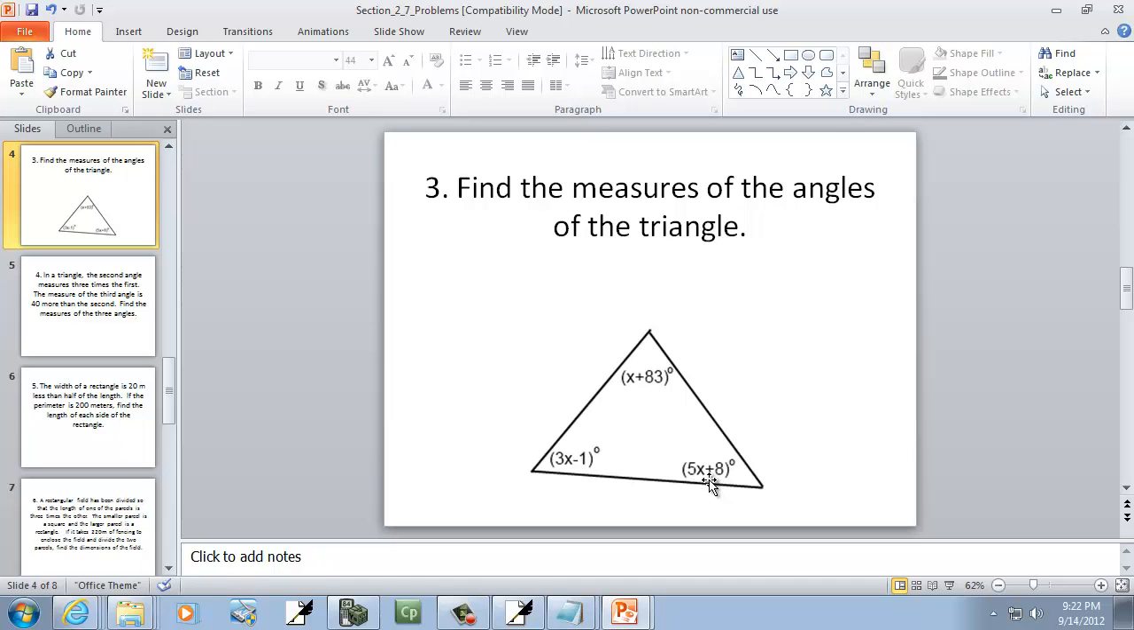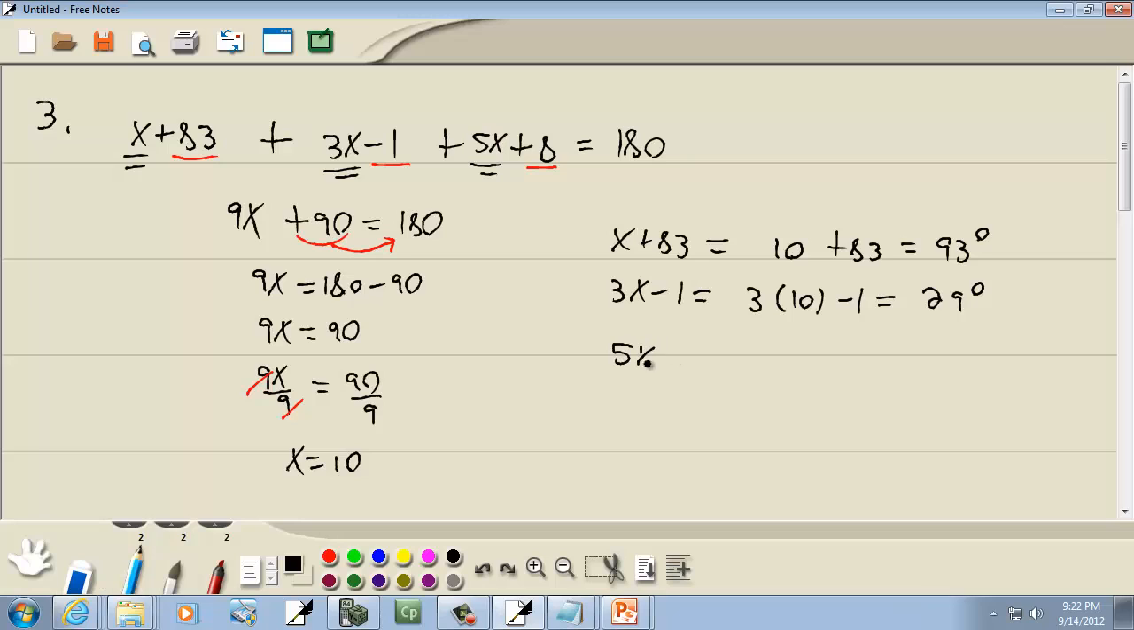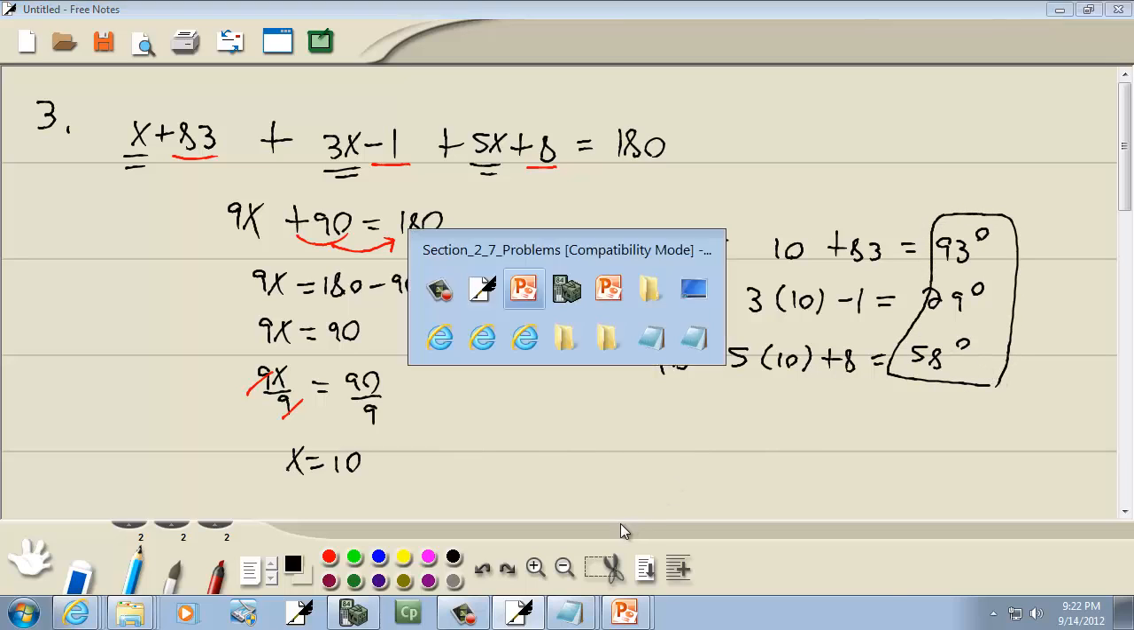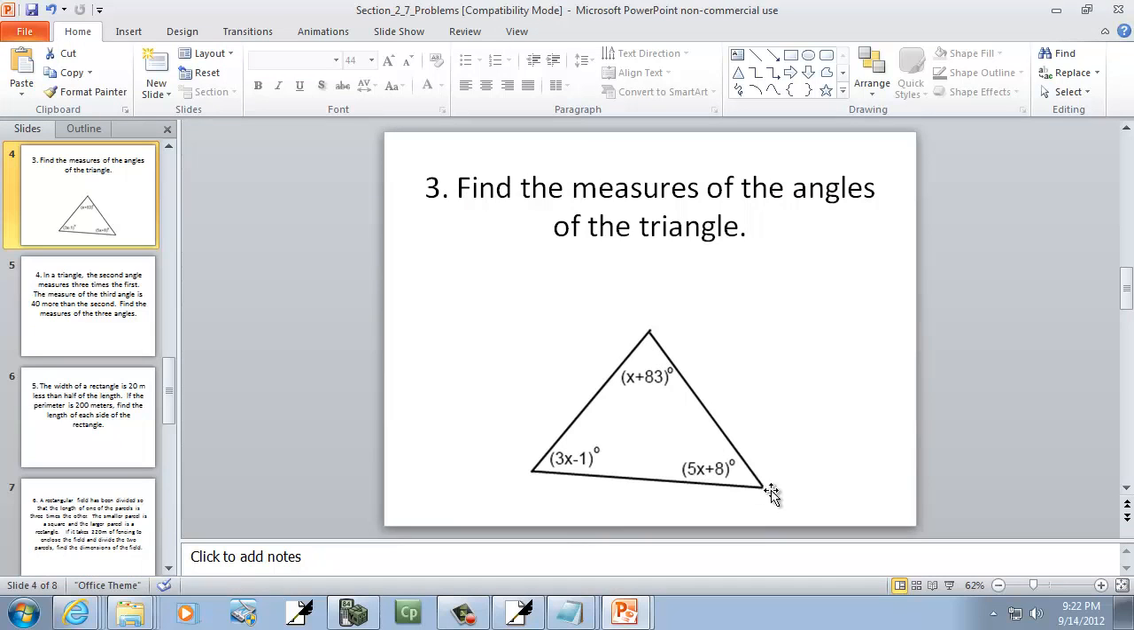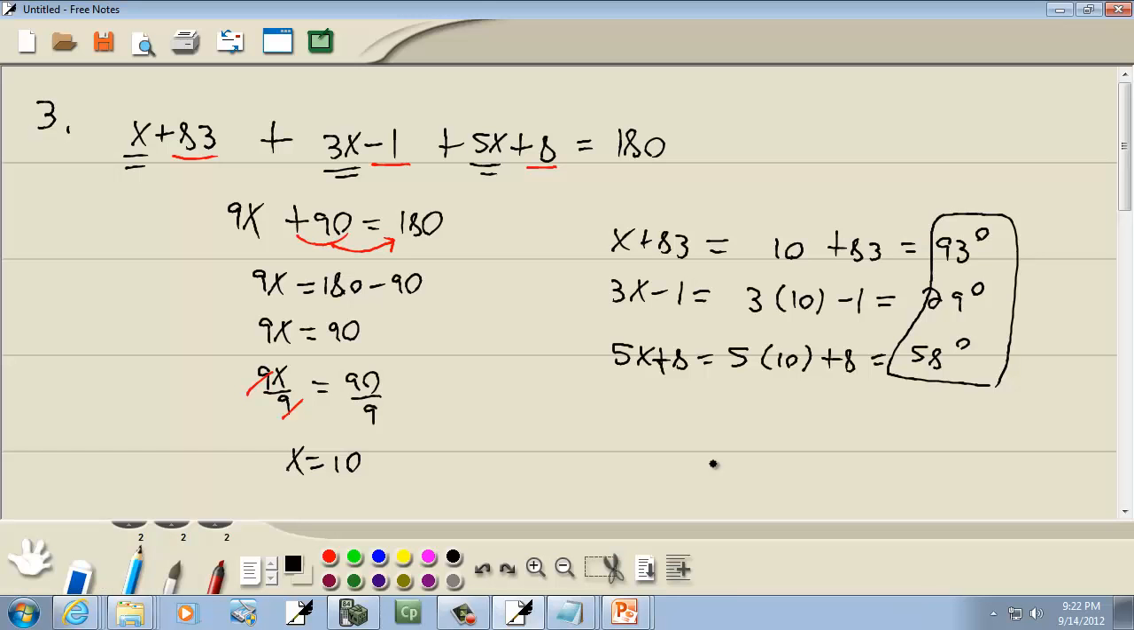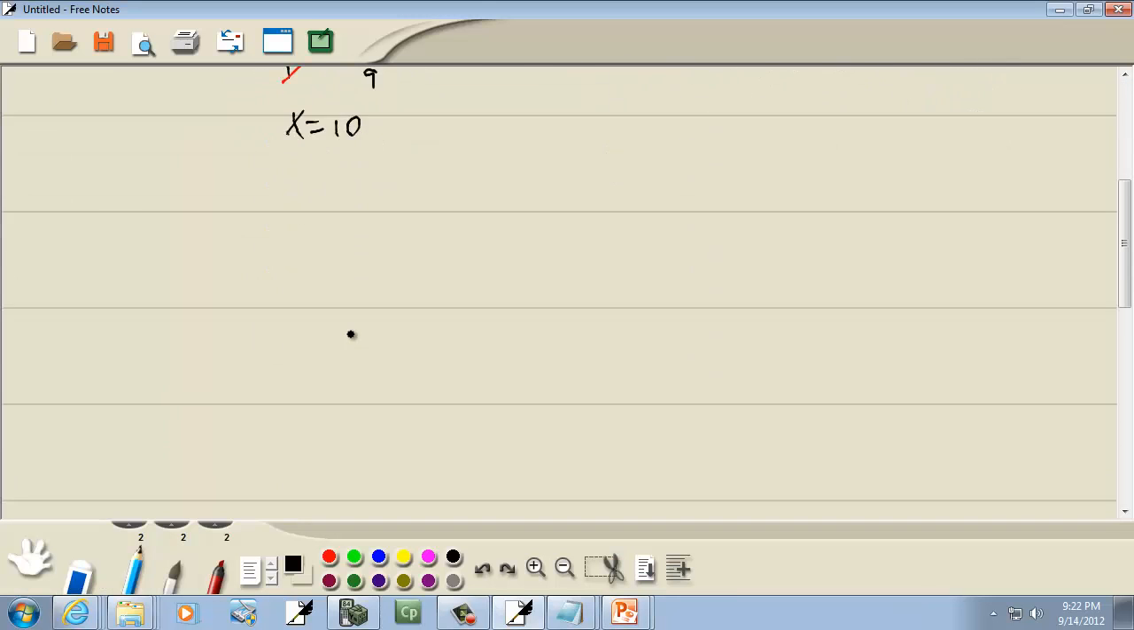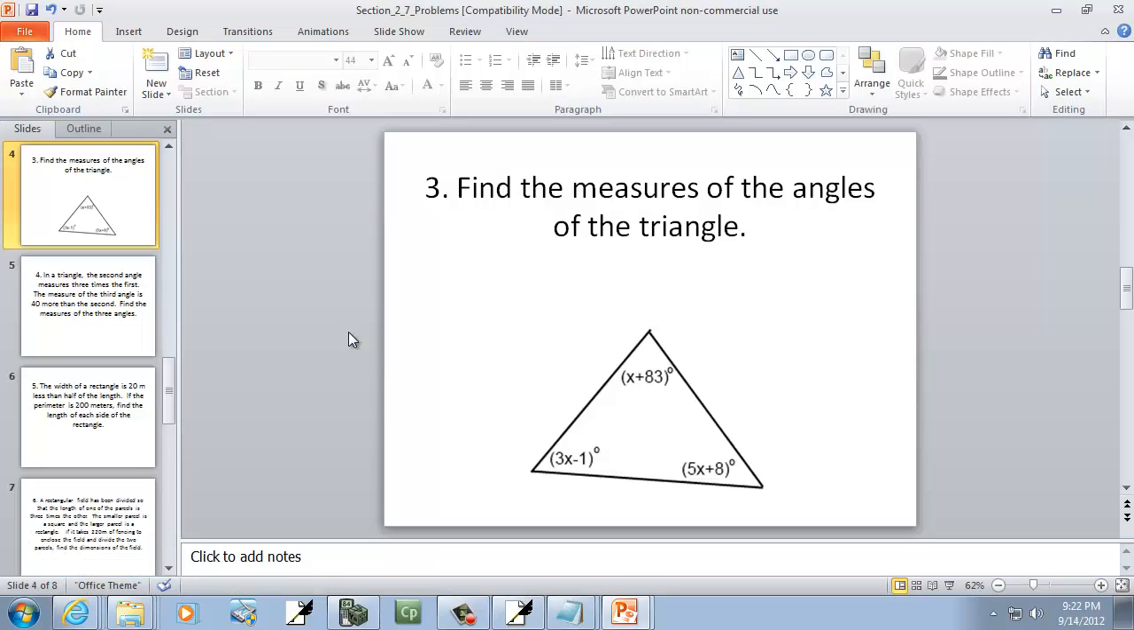And then the last one is 5x plus 8. So I'll put 10 in for the x. I get 5 times 10 plus 8. 5 times 10 is 50 plus 8 gives us 58 degrees. So these would be our 3 angles. Now I don't draw these very well. Every one I draw comes out looking like a 60-60-60 type of triangle. So you have to use your imagination on that one. But let's take a look at our next one.